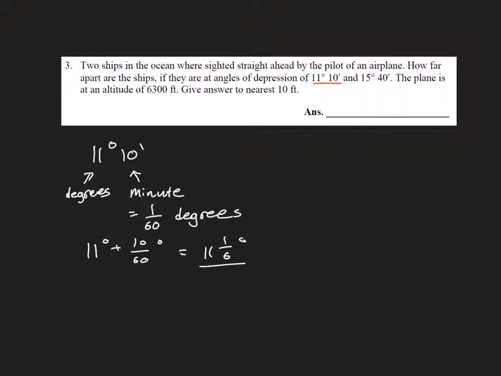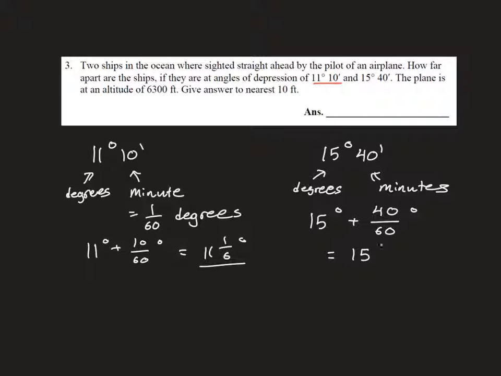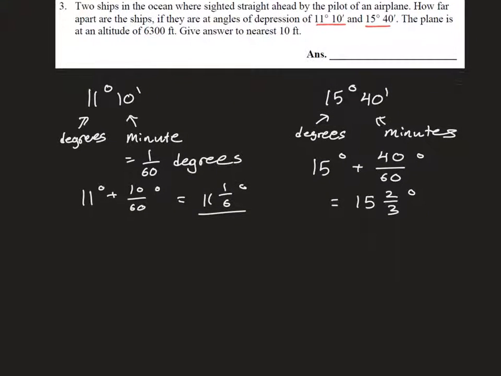And we'll do the same thing with 15 degrees and 40 minutes. And that gives us 15 degrees plus 40 60ths of a degree. And that simplifies to 15 and 2/3 degrees. Okay, so now we know how to interpret these angles. But there's more to this problem.